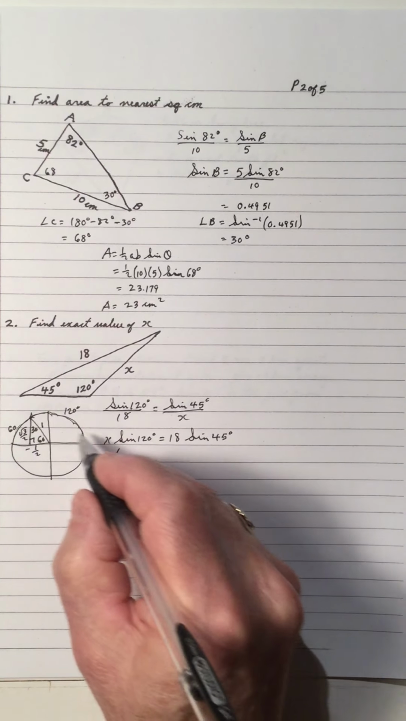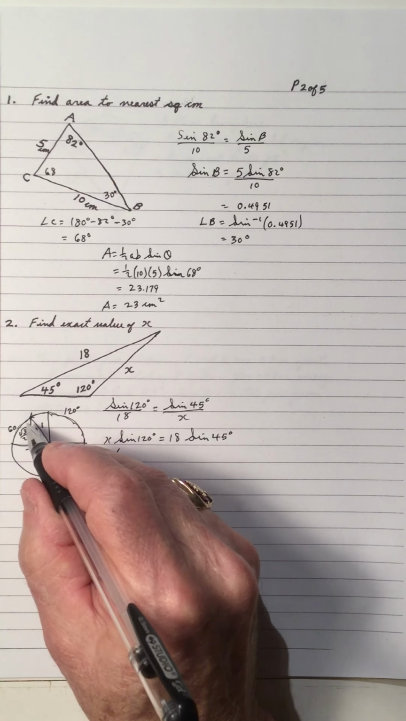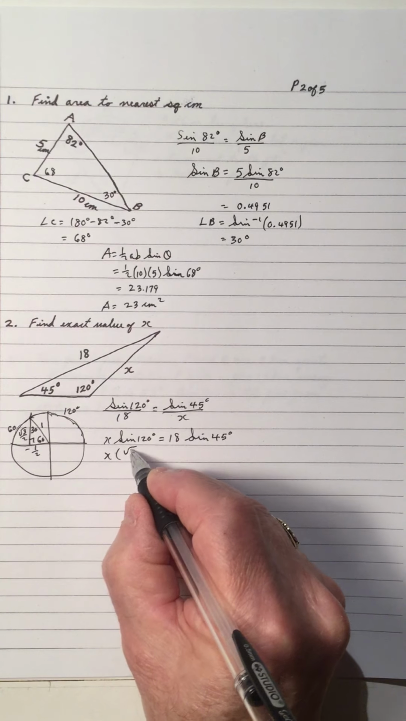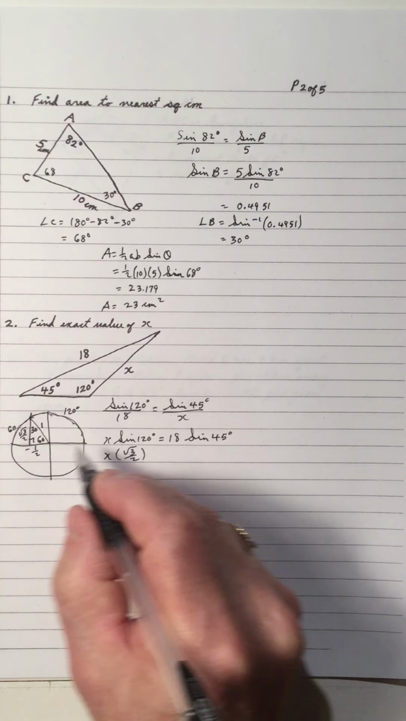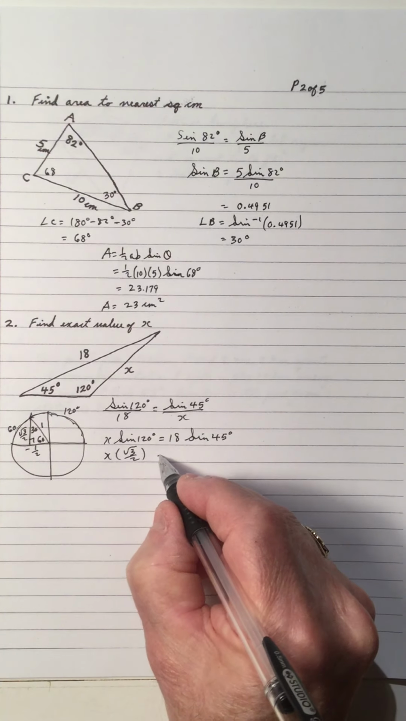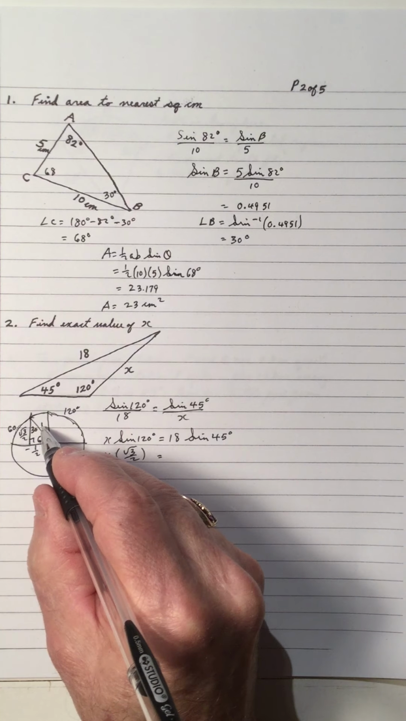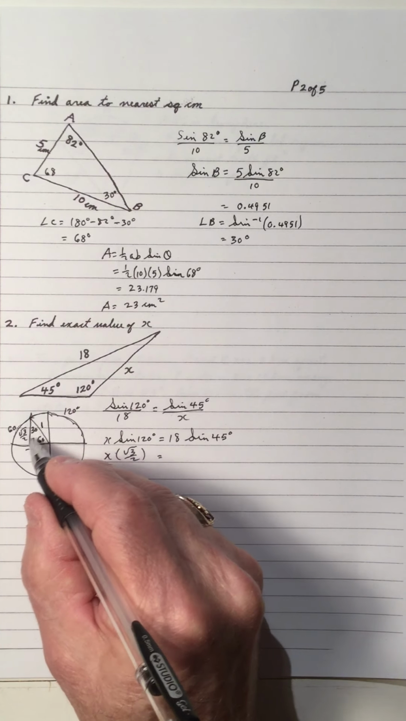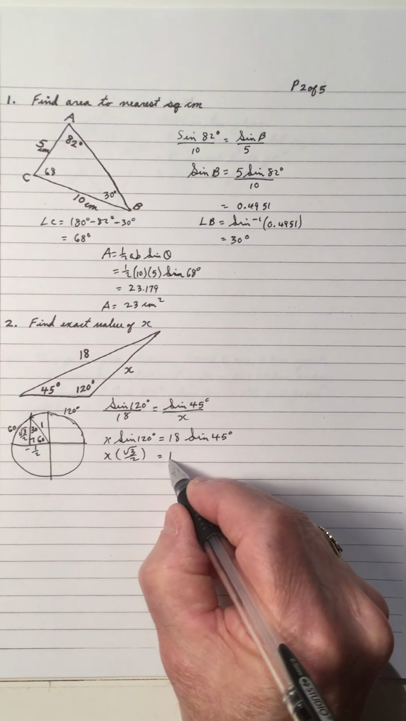So the sine of 120 is the same as the sine of this 60 right now, which is root 3 over 2, because the sine is the y. Or it could be opposite over hypotenuse, and since the hypotenuse is 1, root 3 over 2 divided by 1 is root 3 over 2.